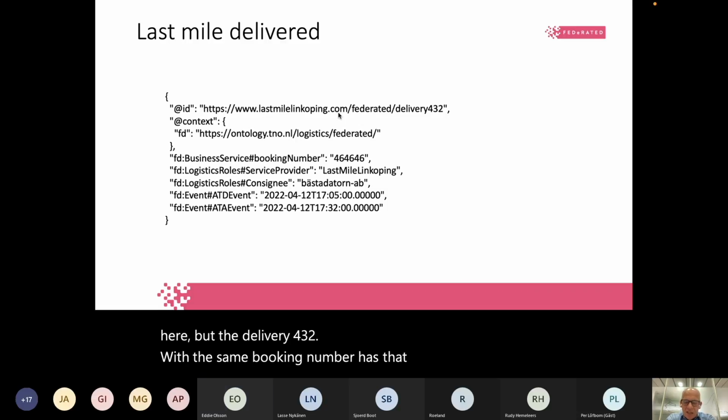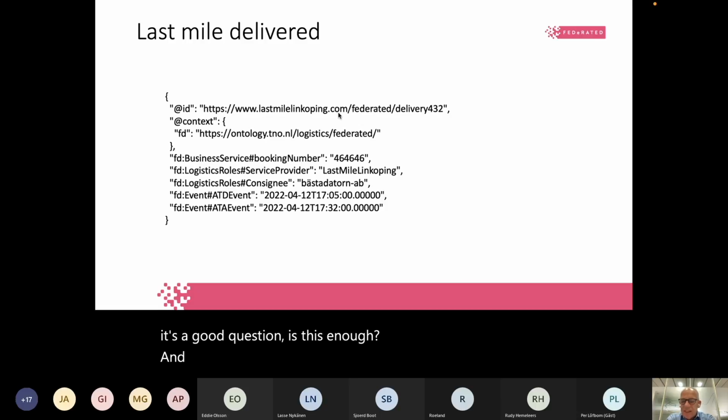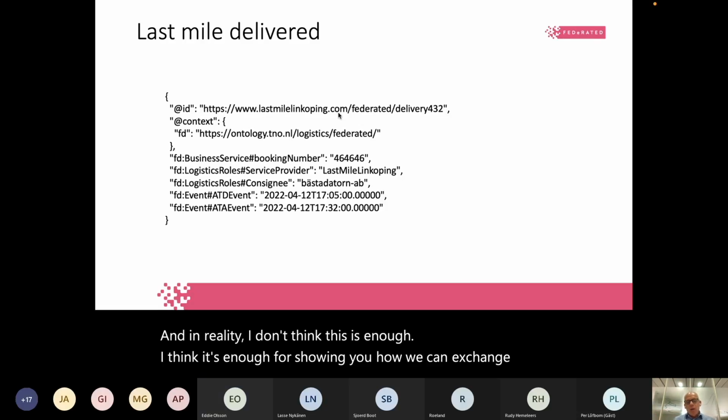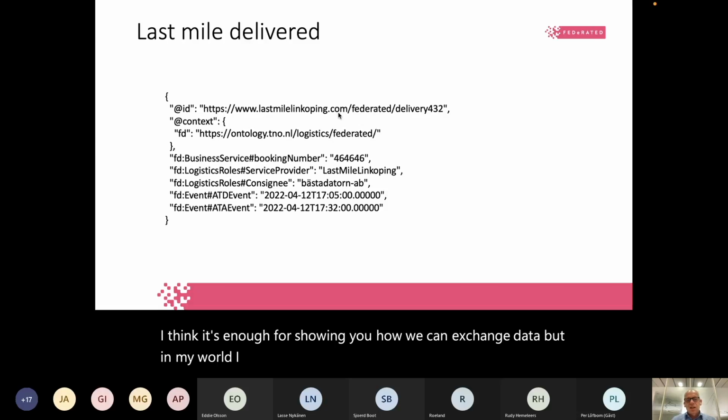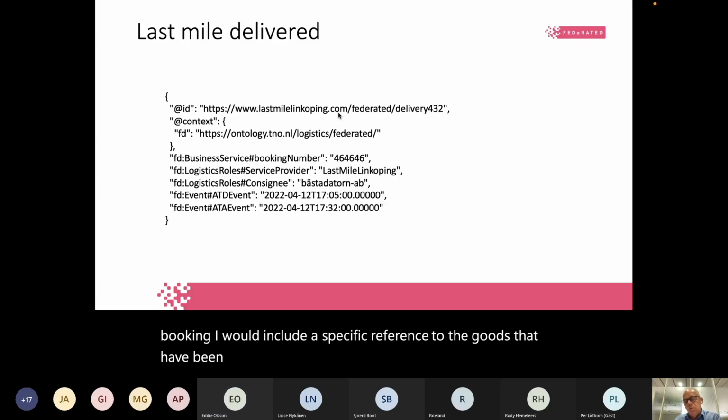The question is, and it's a good question, is this enough? In reality, I don't think this is enough. I think it's enough for showing you how we can exchange data. But in my world, I will add references to the actual URI of the booking. I would include a specific reference to the goods that have been delivered, and a reference to the specific addresses, etc. There will be a lot more in this.